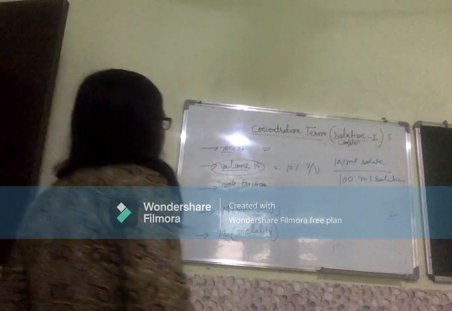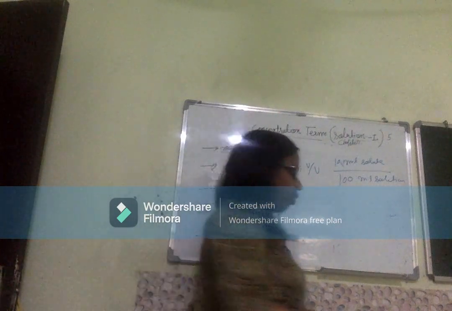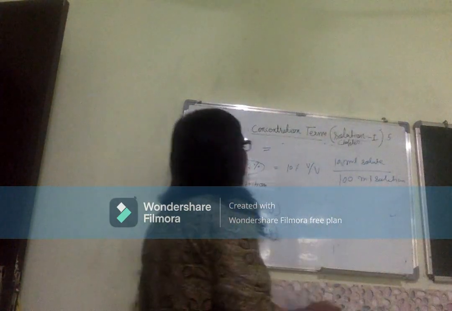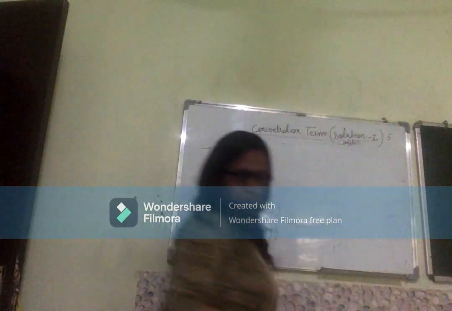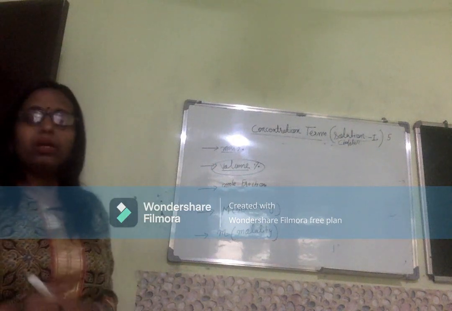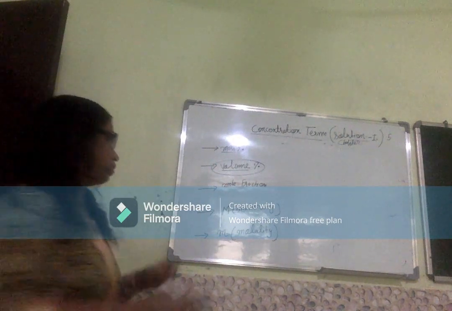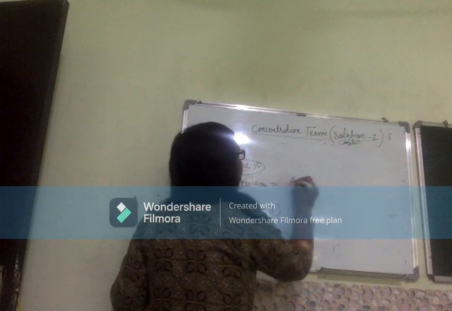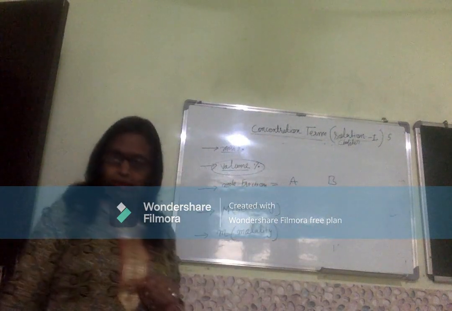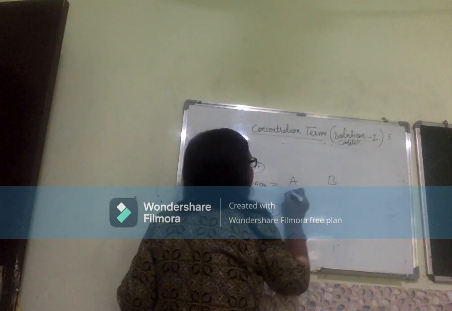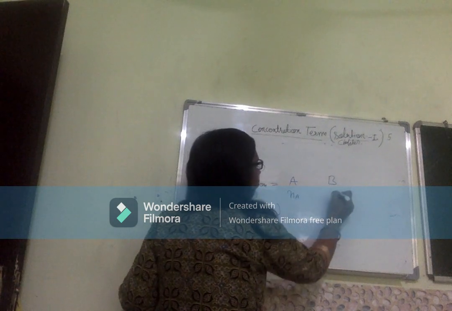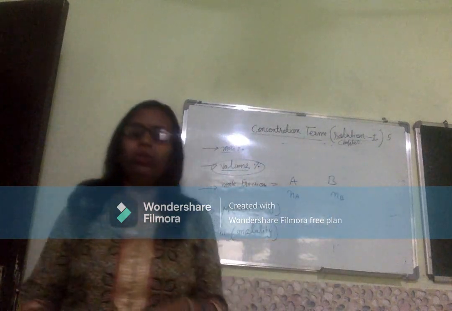Now third is the mole fraction. Mole fraction is the number of moles divided by the total number of moles. For example, if we have two components A and B, then the number of moles of A is denoted by Na and the number of moles of B is denoted by Nb. What is the mole? Given mass divided by the molecular mass.